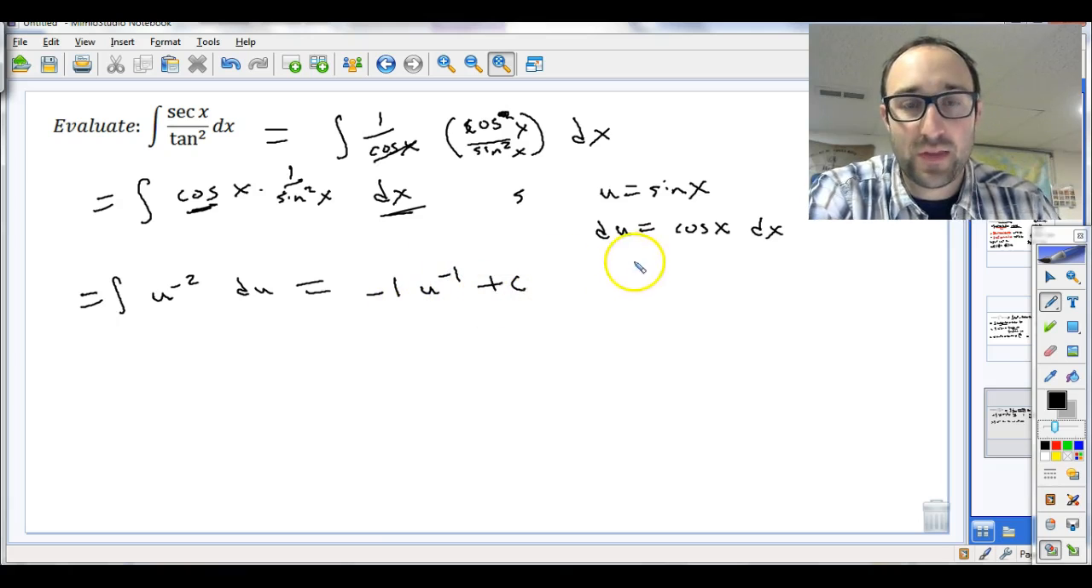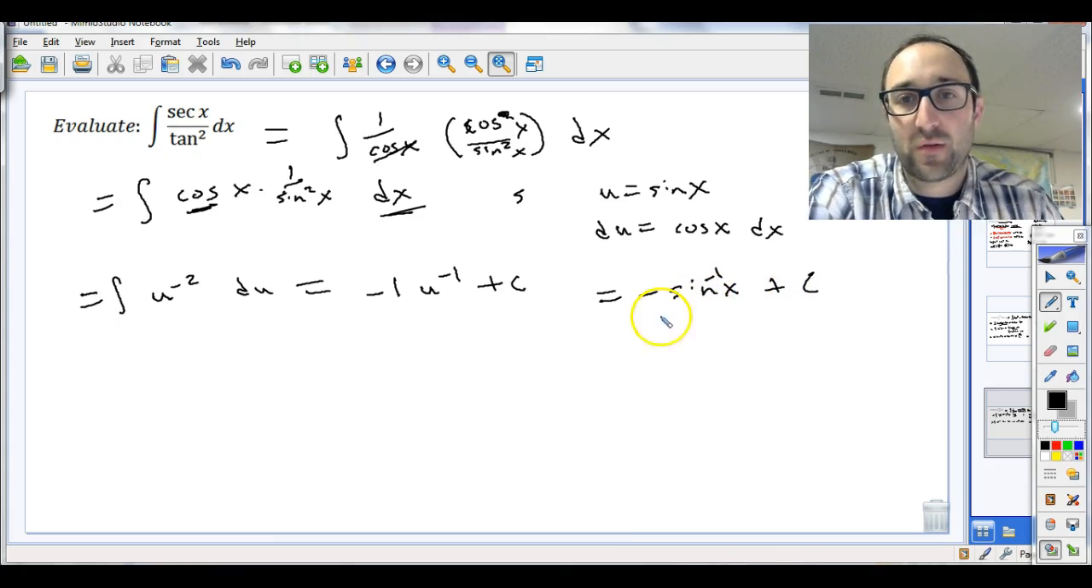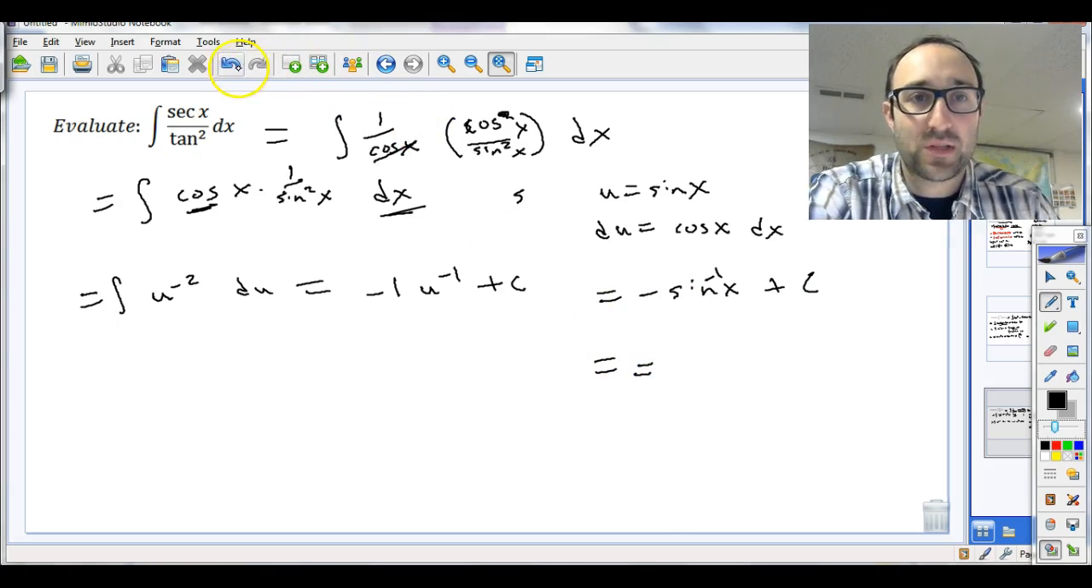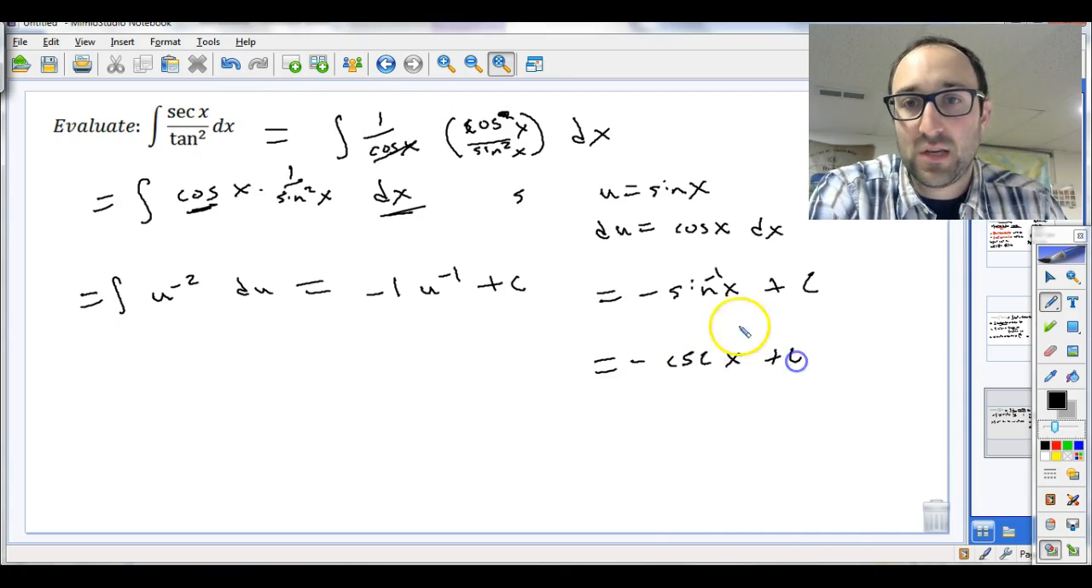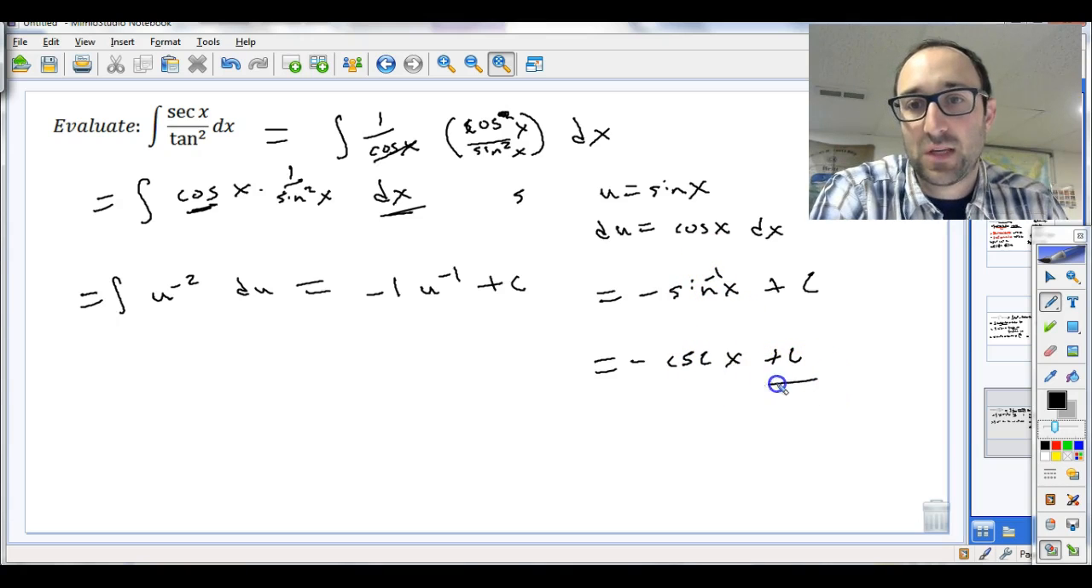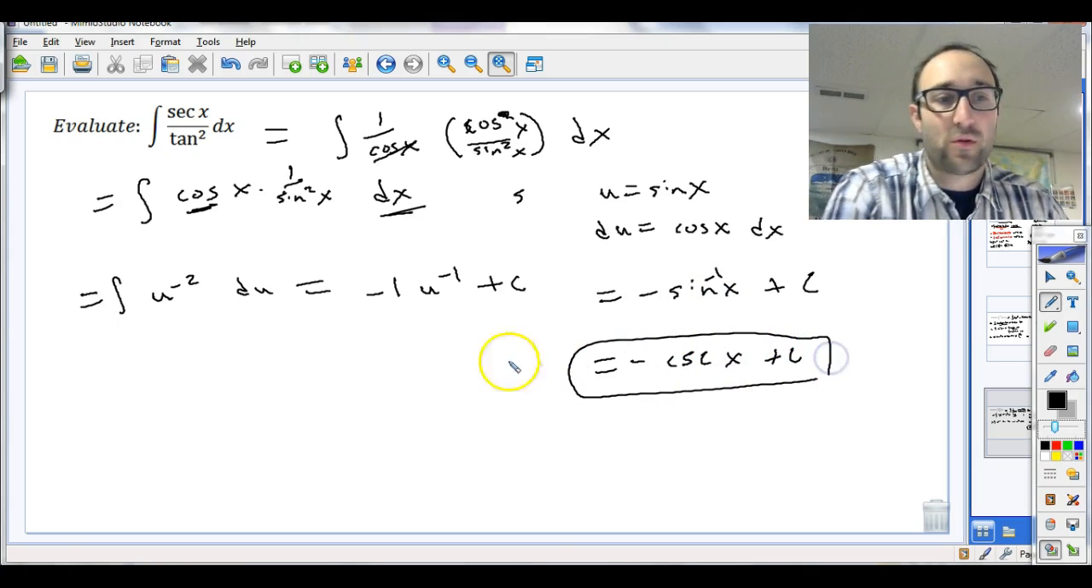Right, so let's rewrite that. That's going to equal negative sine x to the negative first plus c. And to rewrite 1 over sine a little bit better, this is the same as negative cosecant x plus c, because 1 over sine is the same as cosecant. So that would be your solution for this. There you go.